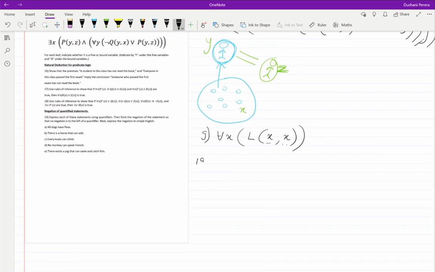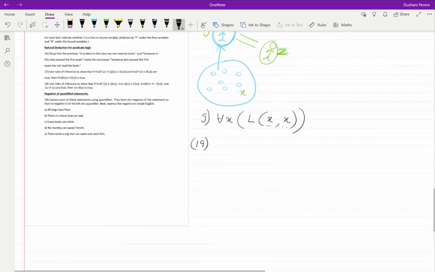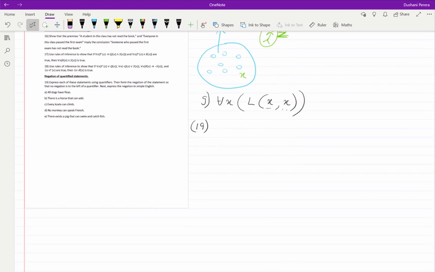Question 19. Express each of the following statements using quantifiers, then form the negation of the statement so that no negation is to the left of the quantifier. Next, express the negation in simple English. Okay. So the first one is: all dogs have fleas.